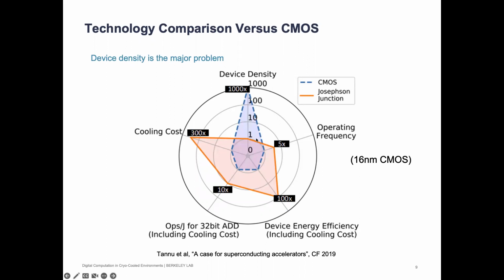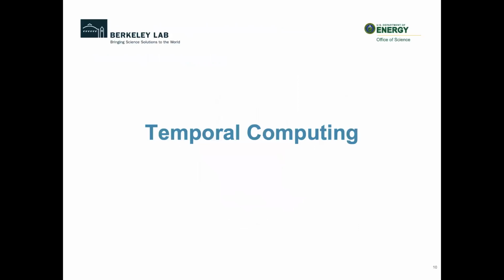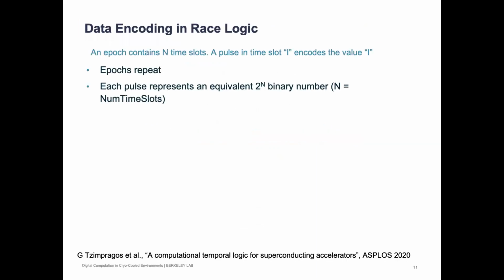But what we do as computer architects here is we try to change the computation model to make the device density less of a problem by giving up small portions of what this technology is good at, like energy and frequency. So this is the segue to temporal computing, which is what the computation model is based on. And one way to do temporal computing is race logic, and that's what we've adopted in this technology.